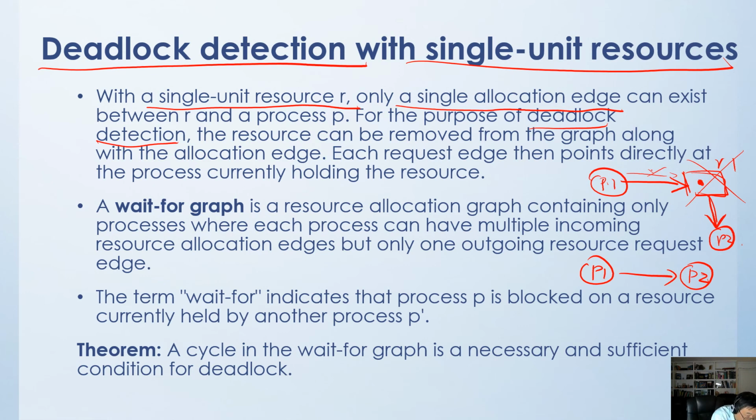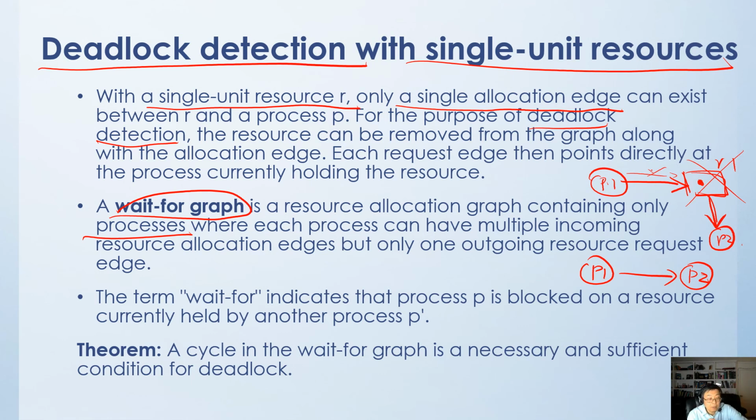Okay, now for any resource allocation graph with all resources having a single unit, we can eliminate all the resources and simplify the graph by directly connecting the processes. Okay, now this is called a wait-for graph. A wait-for graph is a resource allocation graph containing only processes. Okay, where each process can have multiple incoming resource allocation edges, but only one outgoing resource request edge. Okay.